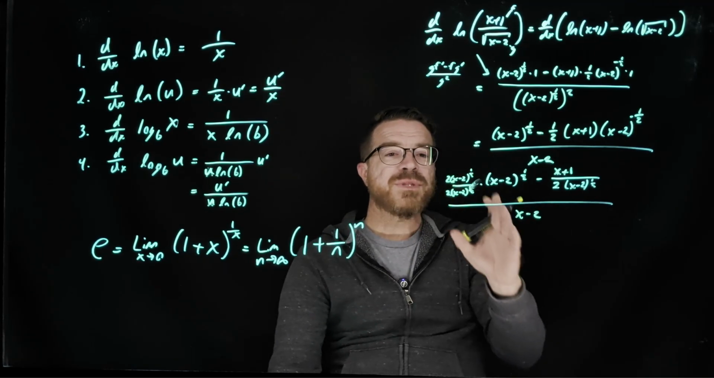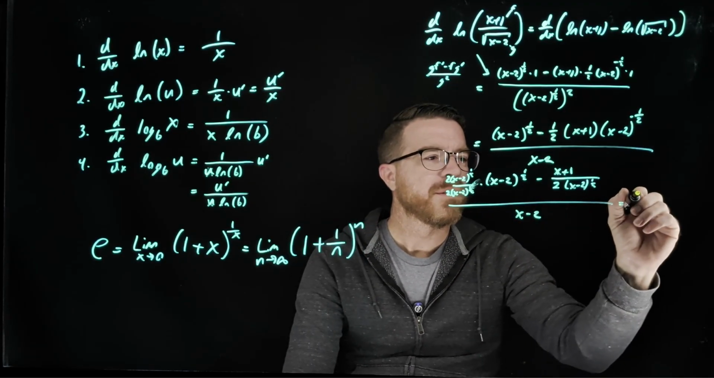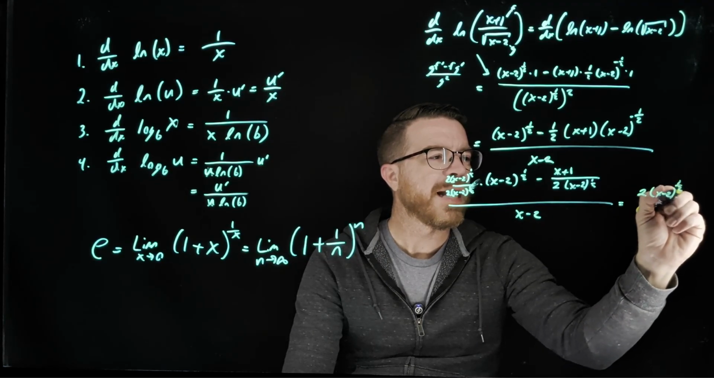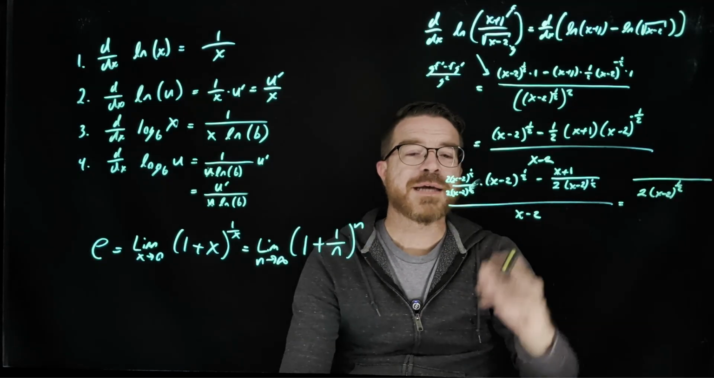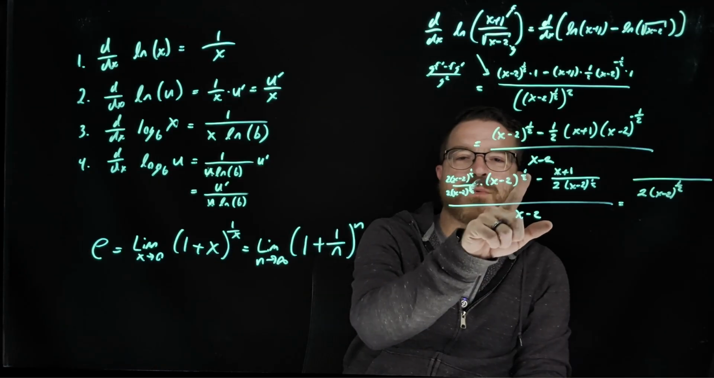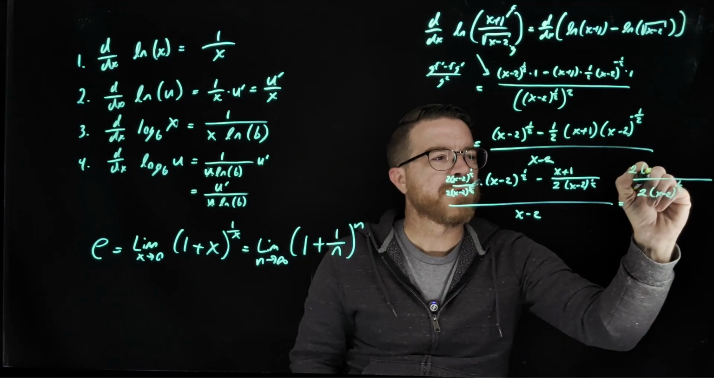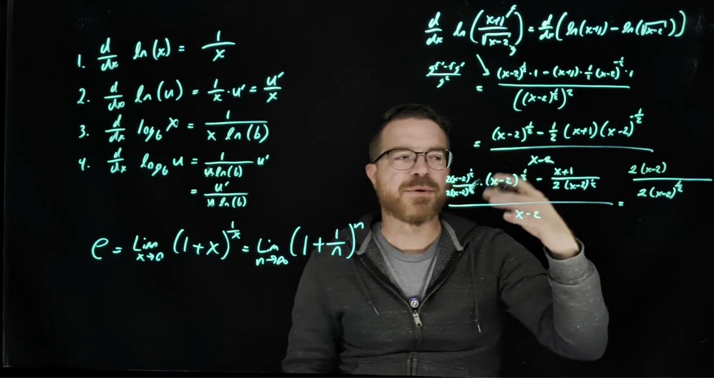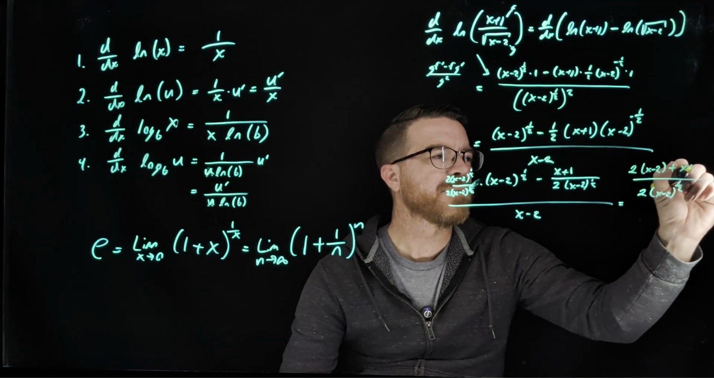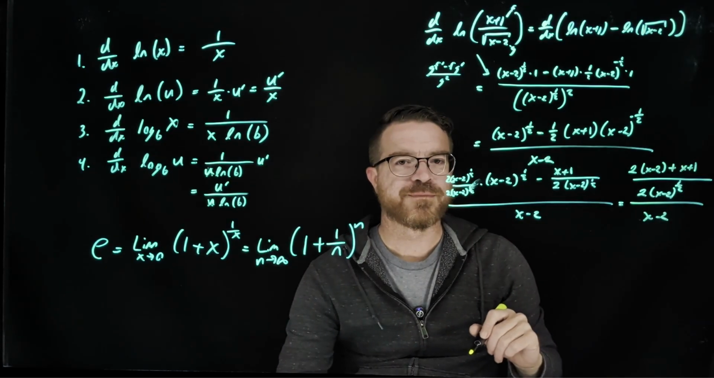Okay, so now when we do this, look what happens here. This entire thing will be over (2x - 2)^(1/2). And at the top, we have (2x - 2)^(1/2) times (x - 2)^(1/2). You add the 1/2s together, you get (2x - 2) to the 1 power, so just 2x - 2, plus x + 1. And then this entire thing is divided by x - 2.